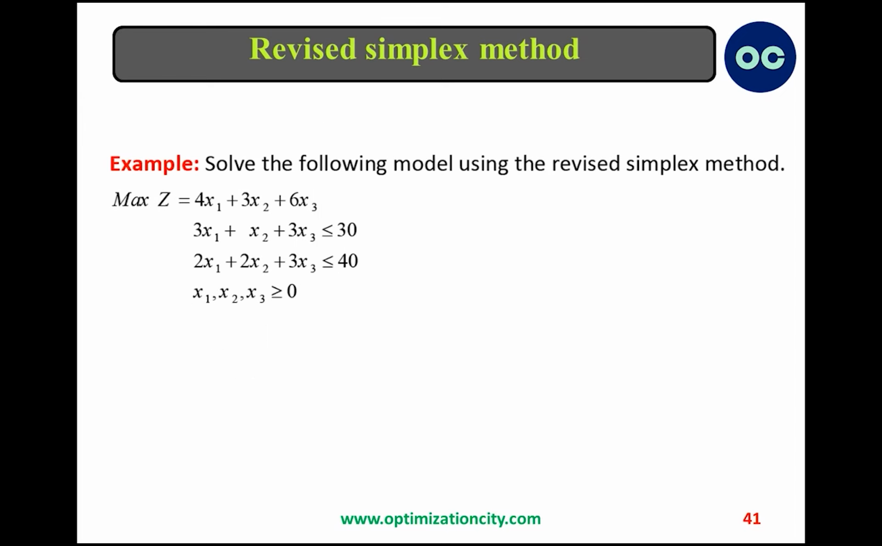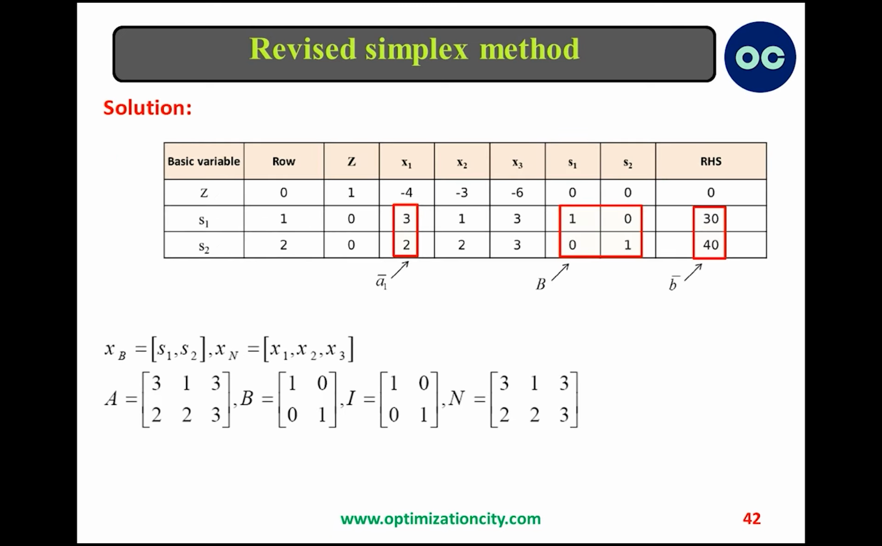Let's solve the following model using the revised simplex method. In the example, we have two constraints and three decision variables. So the starting table for solving the problem is as follows. In this table, you have basic variables s1 and s2, which are slack variables, and x1, x2, and x3 are non-basic variables, which are the decision variables. Matrix B represents the coefficients of the basic variables, while N is the coefficients of the non-basic variables.